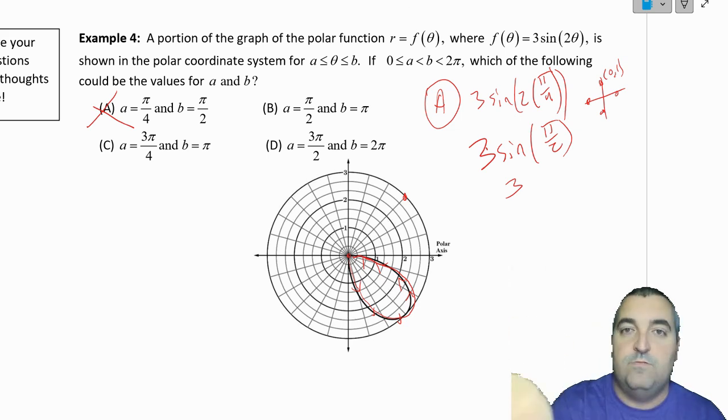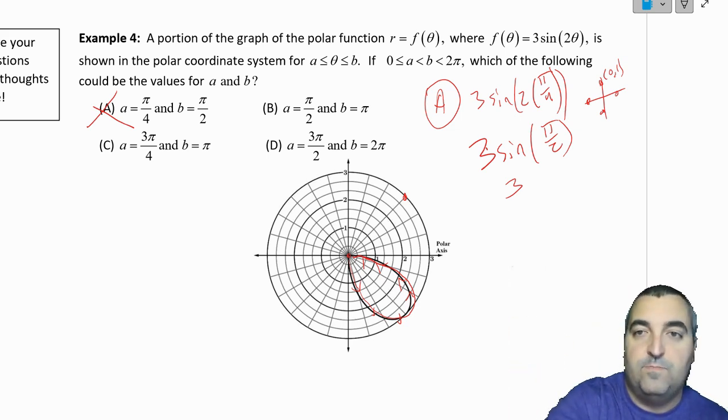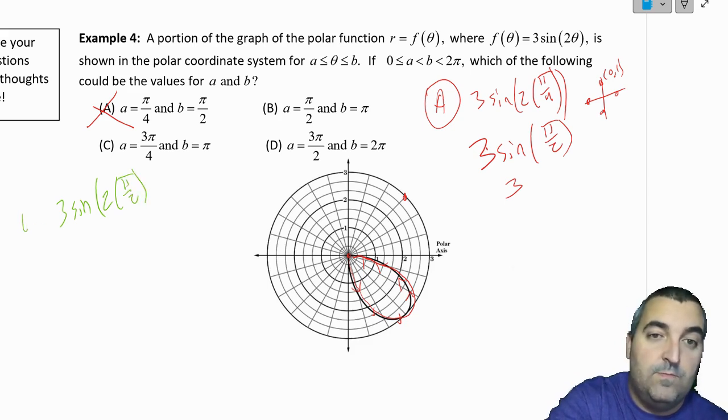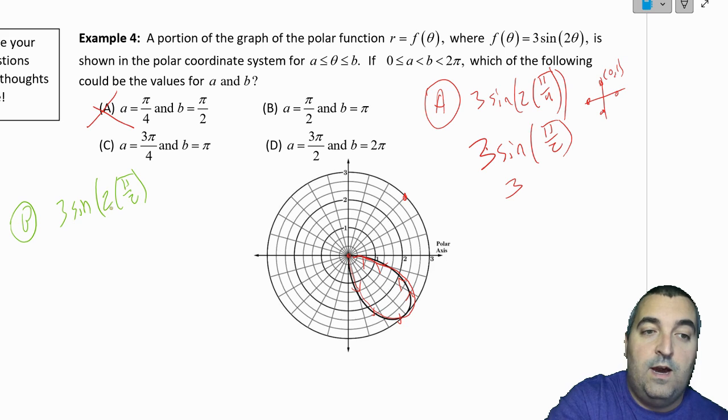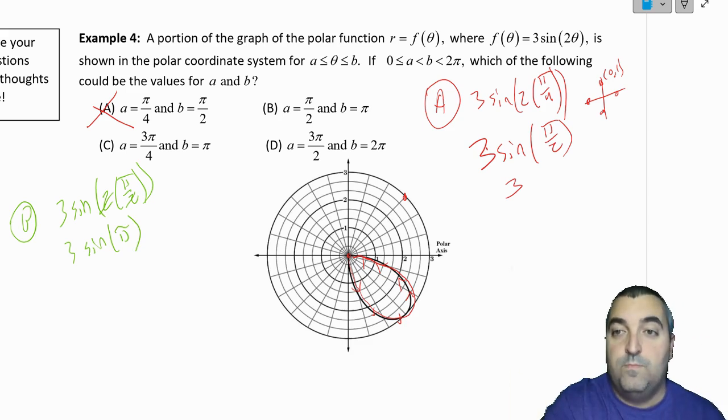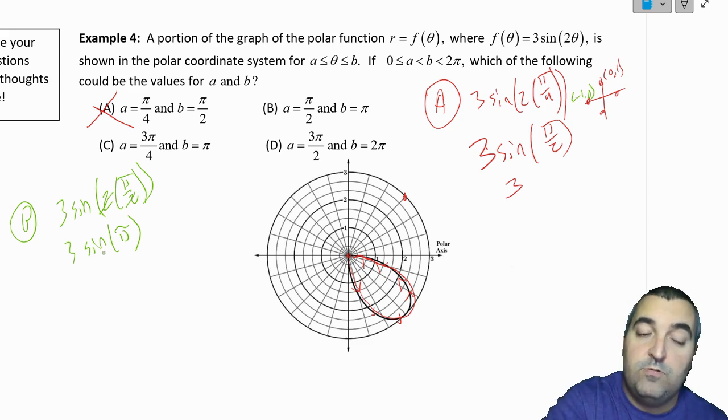All right, so now let's go B. For B, I'm going to say 3 sine of 2 times pi over 2. So again, for B, that's just pi, 3 sine of pi. Pi is right here, which is (-1, 0). So sine of pi is 0, and this is times 0. So that's good so far.